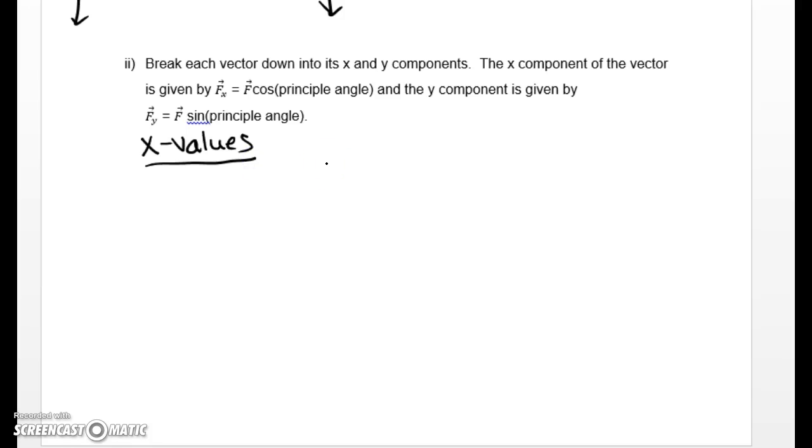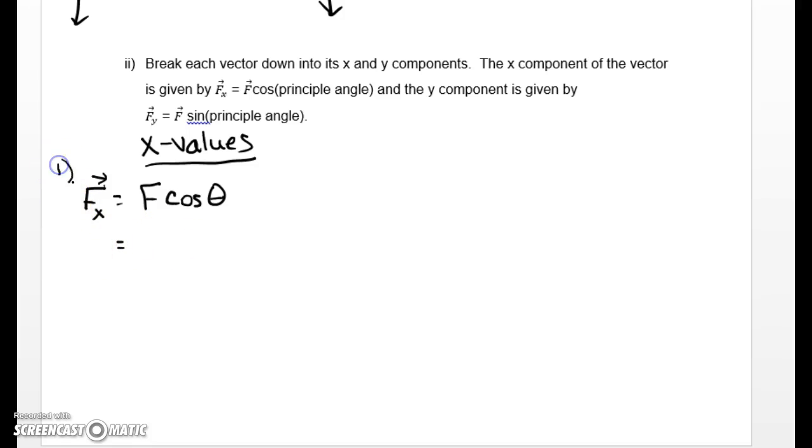And so to find your x values, we're going to take a variation of the cosine ratio, where we have our, say, f of x value is equal to the vectors. So say, for example, our first one was 5. So 5 times the cosine of that principal angle.